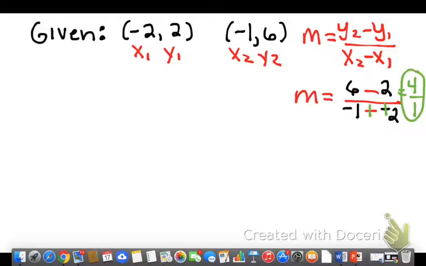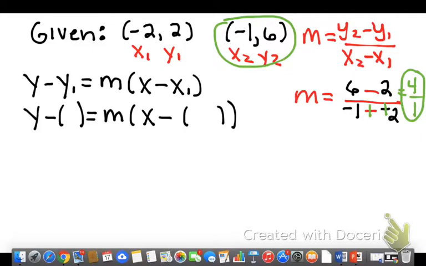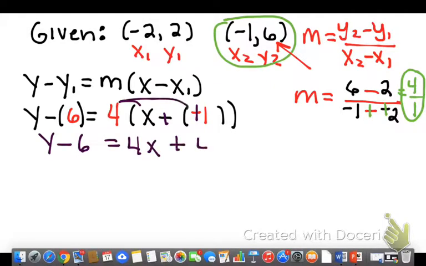So now I have my slope, and I'm going to choose one of my ordered pairs. I will choose this one, and we'll put it into point slope form, and then we'll put it into slope-intercept from there. Okay, so y minus the 6, and whoops, we need to put in our slope. We said our slope was 4, and then x minus -1, which is really a positive 1. And then we'll distribute. So we end up with y minus 6 equals 4x plus 4.